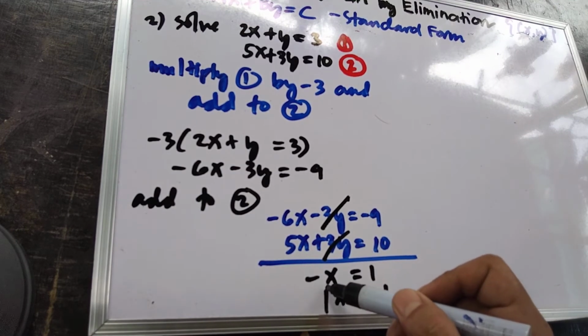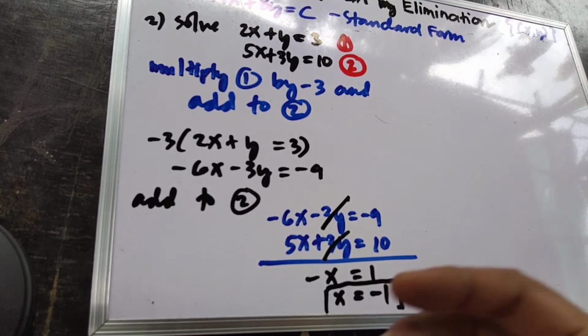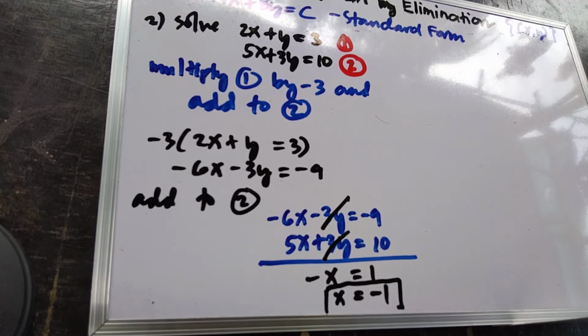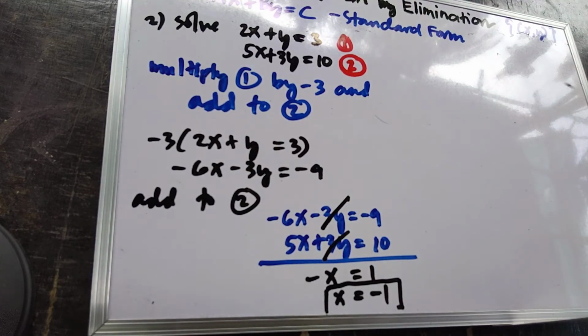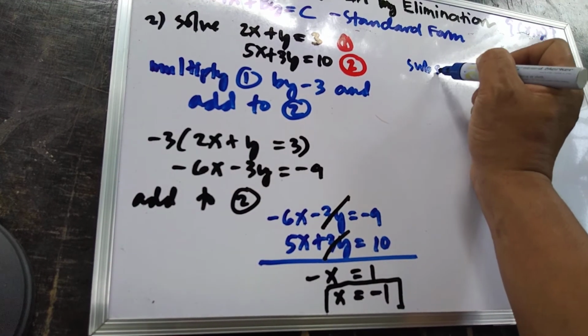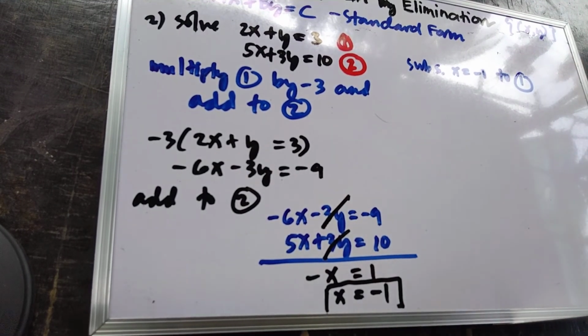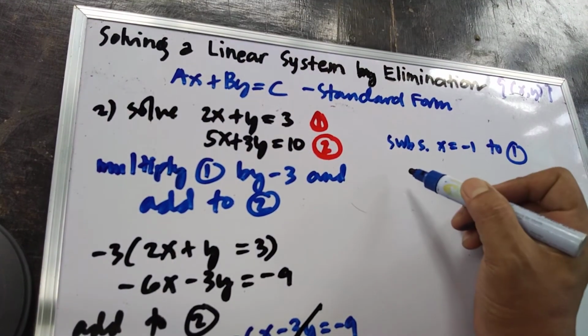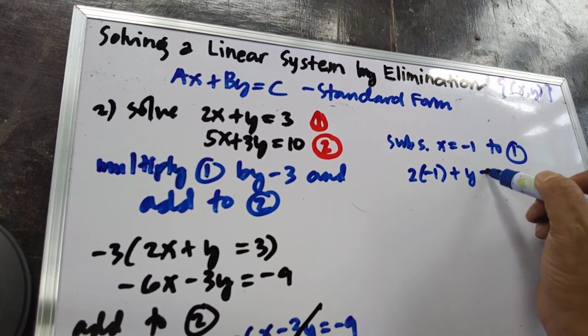So now we have the value of x, which is negative 1. It's easy, class. If we have already obtained the value of x, now we can get y by substituting the value of x to either of equations 1 and 2. It's up to you, which one you want. Suppose we substitute x is equal to negative 1 to equation number 1. So you have 2 times negative 1 plus y is equal to 3.